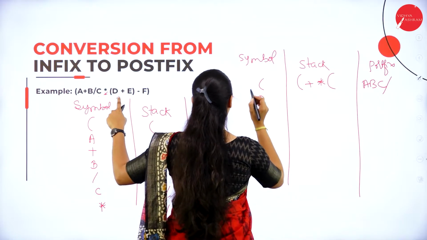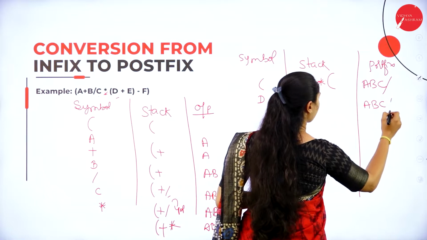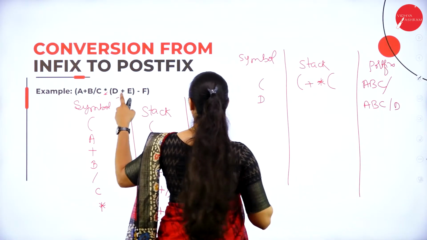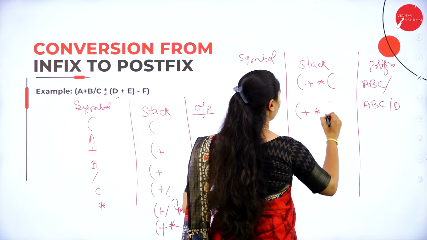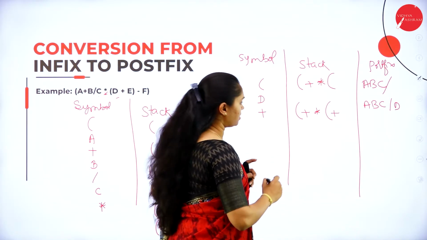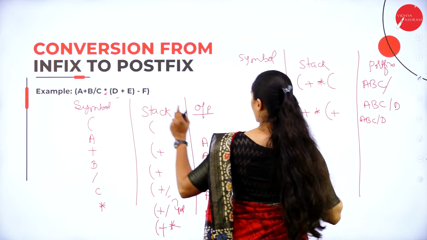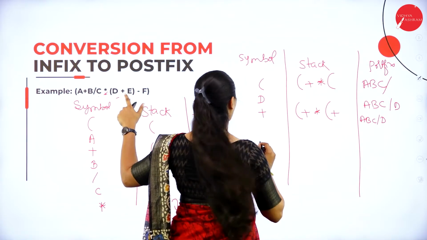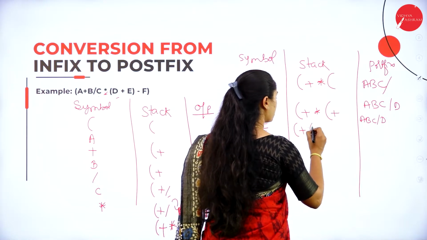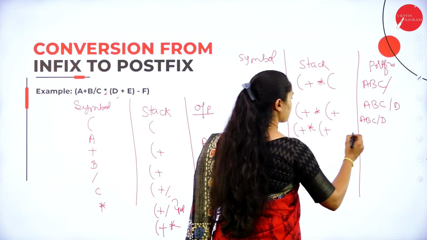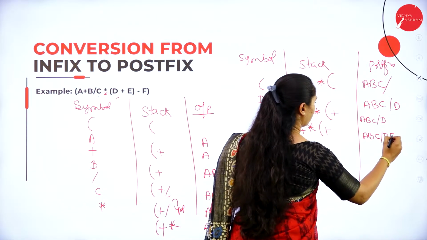Then we have an operand called D. If it is an operand, it needs to be moved to the postfix expression, then we have a plus symbol. So we have a plus symbol that will be in the stack right now. This will remain the same, A B C slash divide D. Then I found a plus. After that we have an operand called E. Then this will remain the same, A B C slash D. Then we have E.